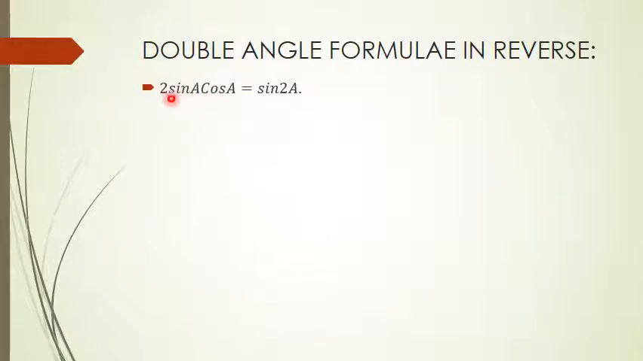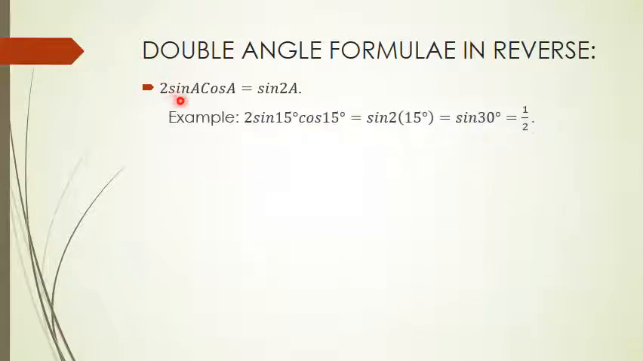Let's have an example to illustrate how we use that. 2 sine 15 degrees cos 15 degrees is equal to sine 2 times 15 degrees. Simplifying, that's sine 30 degrees, and 30 degrees is a special angle, so we write down the value of the ratio, which is half.